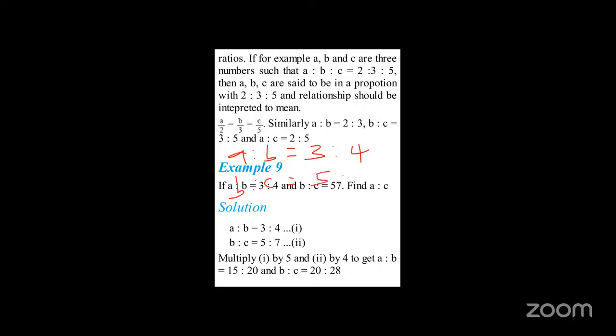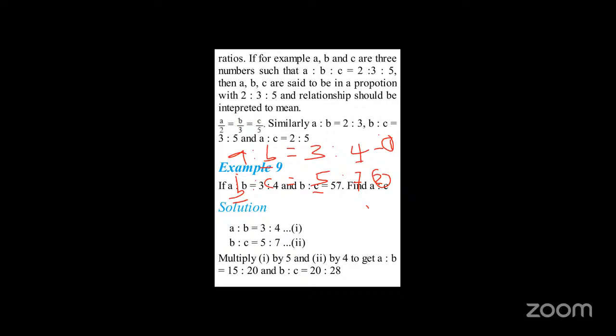5 ratio 7. In this case, you can see the common part between the two ratios is B. In the first ratio, we have B, and in the second ratio, we have B. But when you look at the values given, they are not the same. So what we need to do here is to make the values to be the same. So we are going to take the value of B in the first ratio, we multiply it in the second ratio, and the value of B in the second ratio, we multiply it in the first ratio.